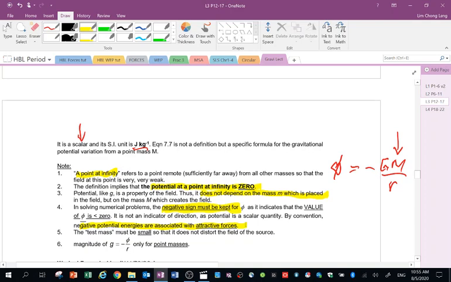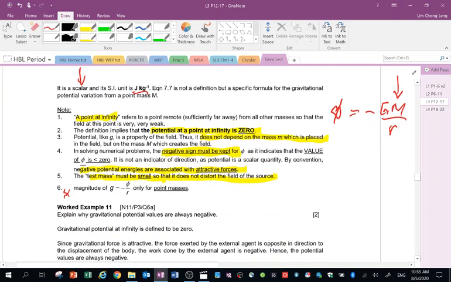The last two may not be that important because number five talks about test mass must be small. It is because if it is big, it will distort the field of the source. So that's the reason. And number six, you may not use it now, so it may not be that important. So you can put this aside for the time being.